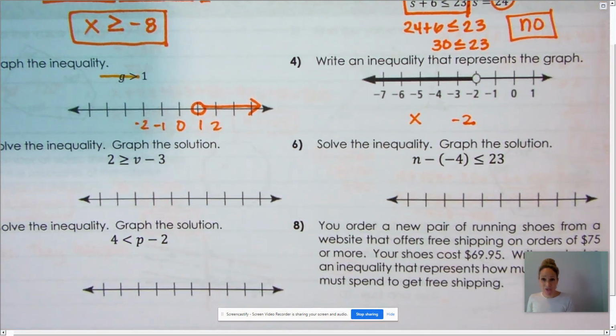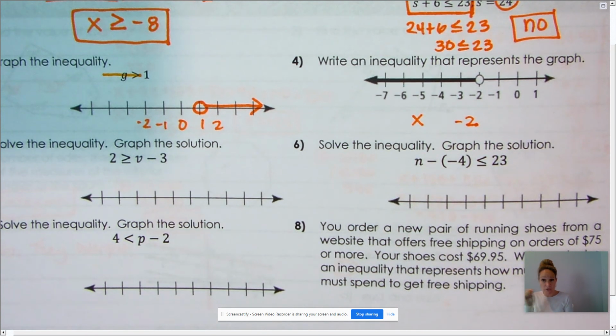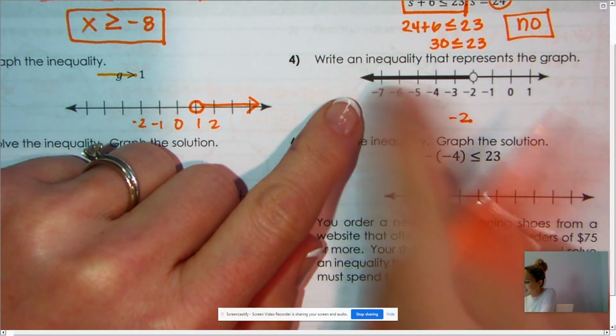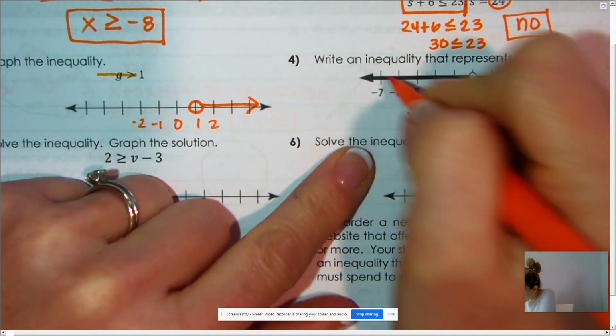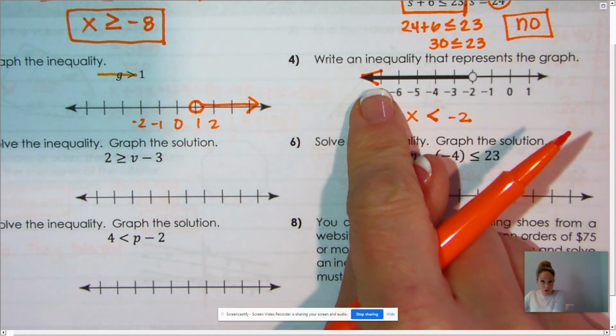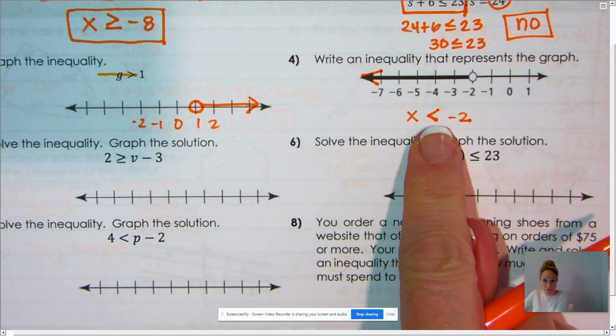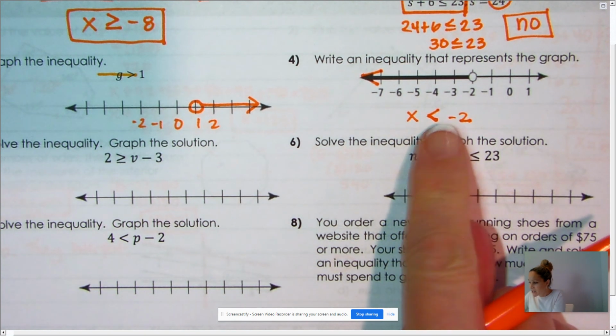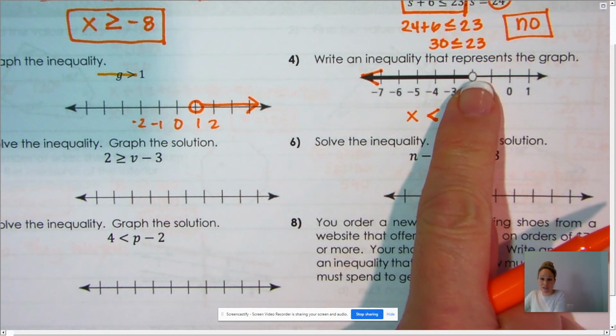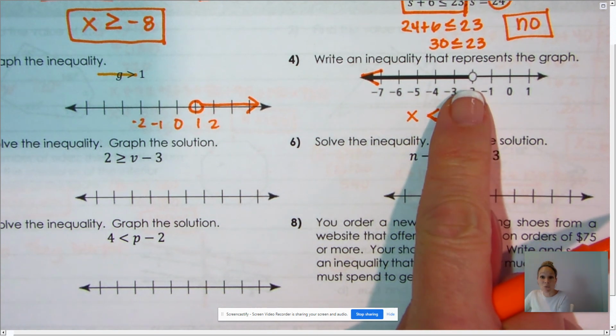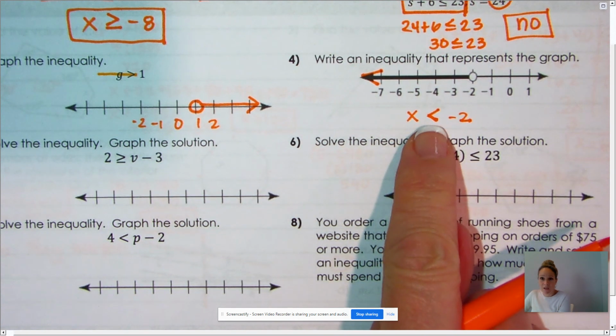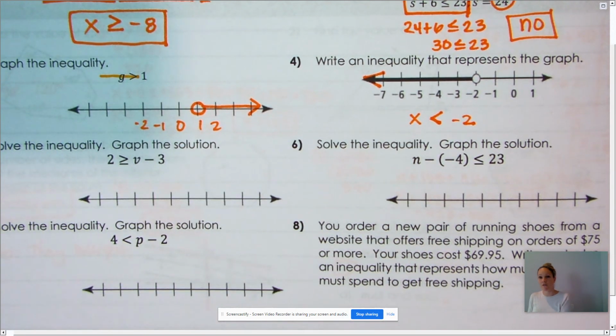And then I need to decide 2 things. So open circle means I don't put the equal sign. And then I need to decide left, or the left means is it greater than or less than? So left means less than. You can also look at the arrow, and that is the symbol that you would use right there, okay? So the alligator is going to eat -2 because that's the biggest it could possibly be. And again, it's not actually equal to -2, so we don't put the equal sign, but it can be -2.999999999, like really, really close to -2, but not including -2.